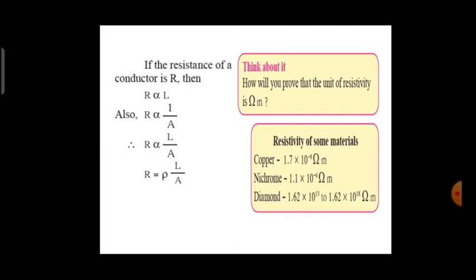Resistivity unit is ohm, area is meter square, and length is meter. Now ohm will remain the same, meter square divided by meter will become meter, and hence the unit of resistivity will be ohm meter.